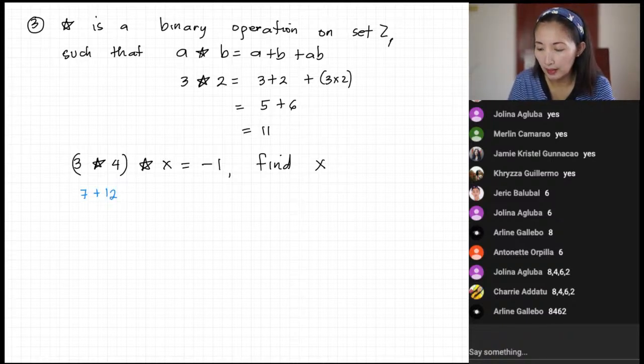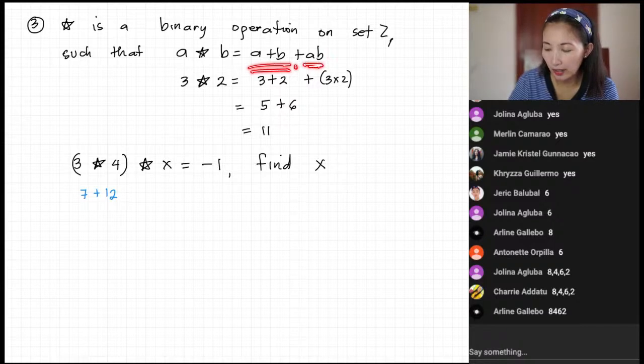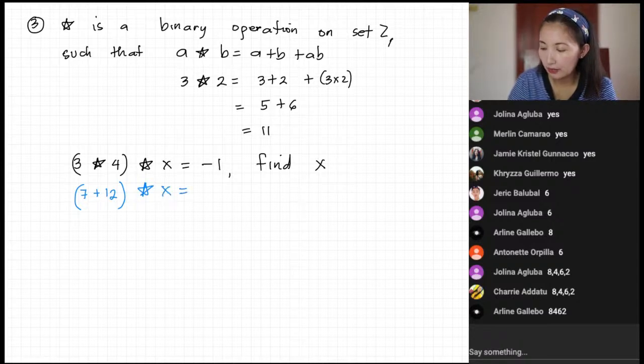I hope that is clear. 7 came from 3 plus 4. This is A plus B. A plus B first. 3 plus 4, 7 plus AB product. Okay, 12 came from 3 times 4. Okay, and close it in a pair of parentheses. Star x equals negative 1. Okay, and this is 19 star x equal to negative 1.